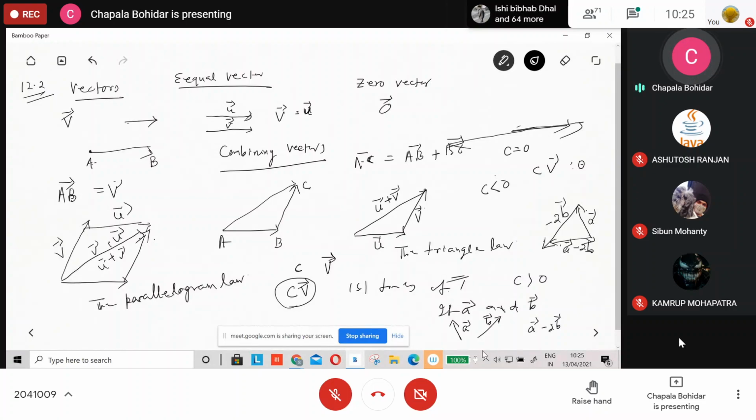Now come to the component. In a two-dimensional vector, how many components do you have? For any point, for any vector, how many components? Two components, yes. In three-dimensional, you also have three components. Now come to the component.